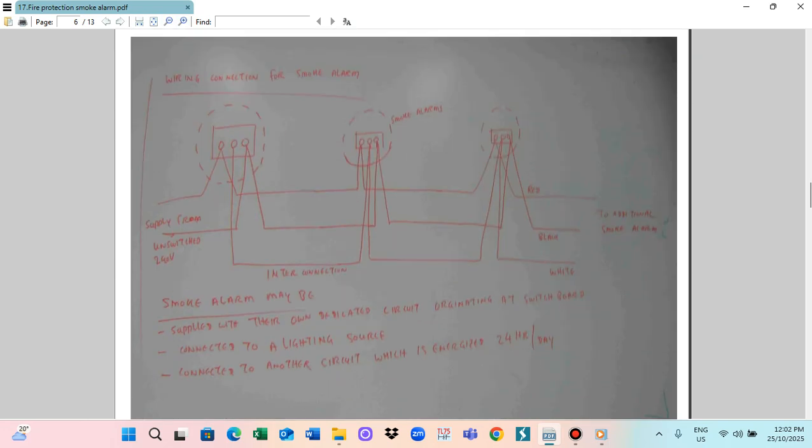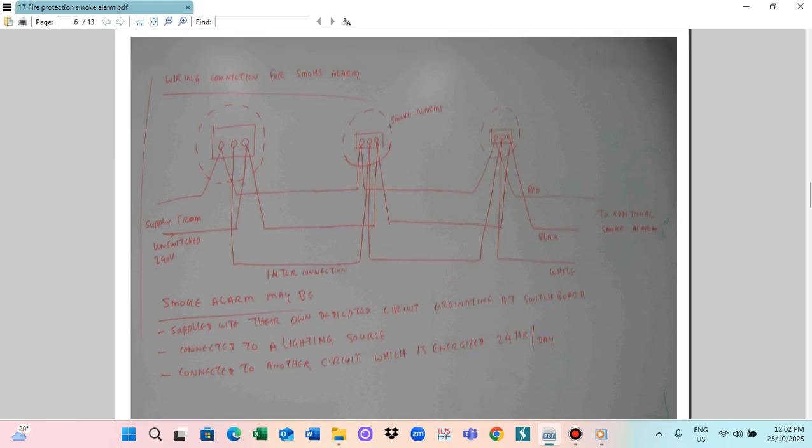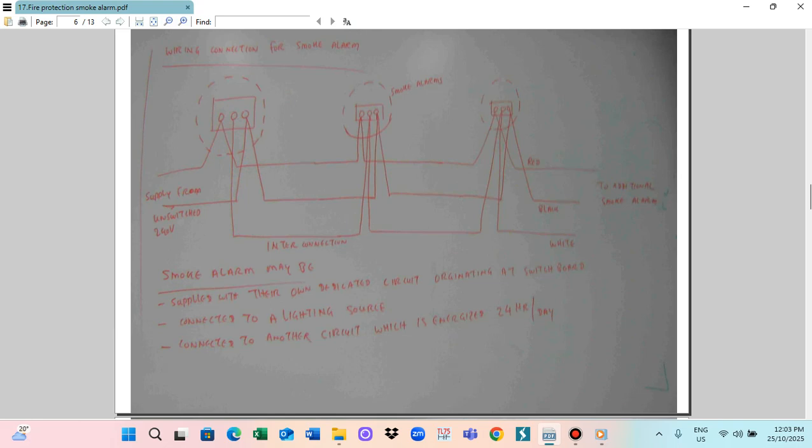There will be the smoke alarm system and wiring system, then we supply the cable. Smoke alarms will be supplied with their own dedicated circuit originating at the switchboard. They are also connected to the lighting source and to another circuit energized 24 hours a day.